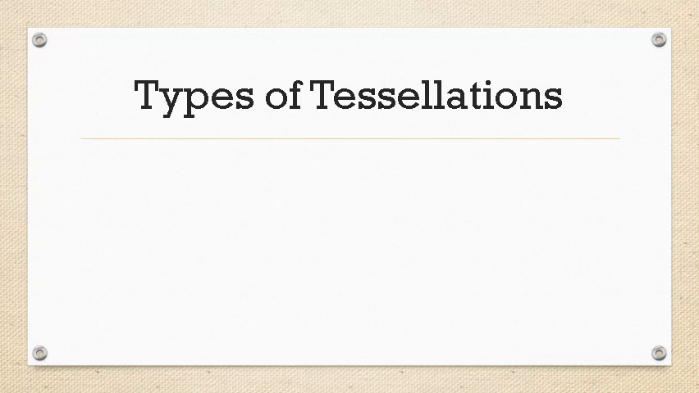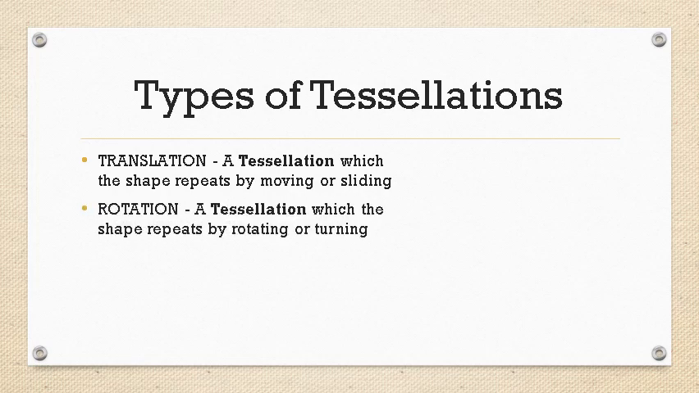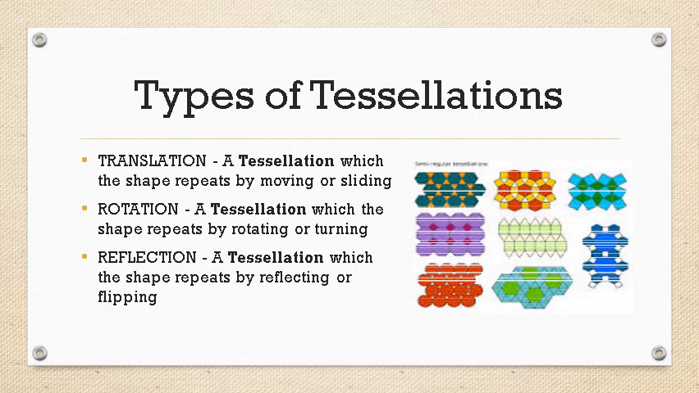Now we see different types of tessellation. First, translation, a tessellation in which the shape repeats by moving or sliding. Second, rotation, a tessellation in which the shape repeats by rotating or turning. Third, reflection, a tessellation in which the shape repeats by reflecting or flipping.